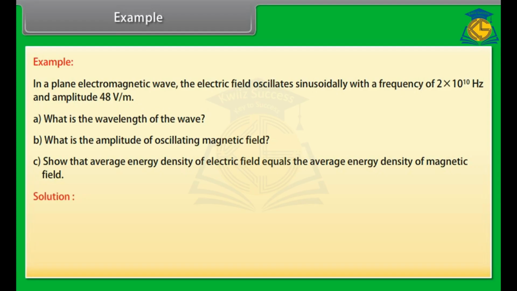Let's see the solution. Given values are nu, which is equal to 2 into 10 raised to the power 10 Hz, E naught equals 48 volt per meter.